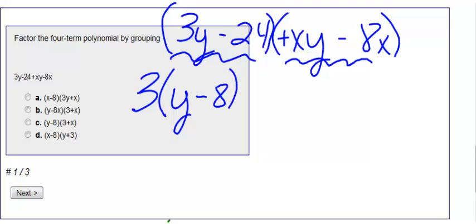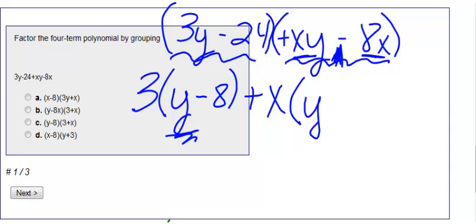Now I'm looking at this second term. I want y minus 8. That is my goal. So I look and see, do I need to change this sign here? Does it need to be a plus? No, I want a minus there. Okay, so I don't need to pull out a negative. I need to pull out a positive something. Then I look. I can pull out an x. I pull out an x. Therefore, if I pull out an x, I'm left with y minus 8.